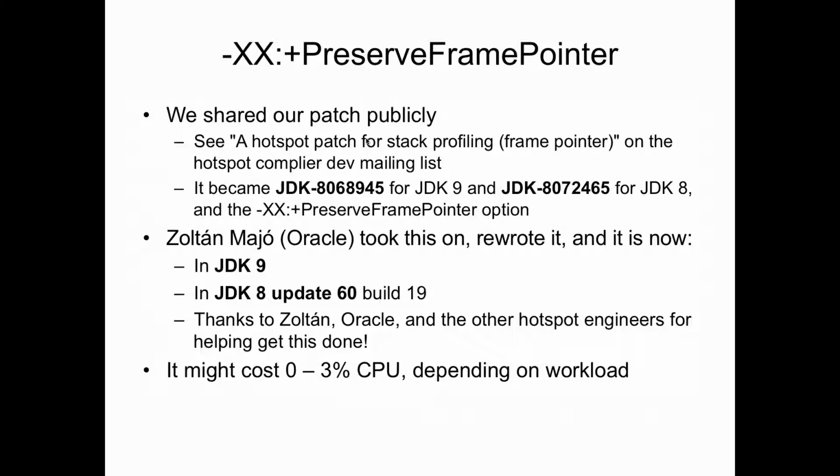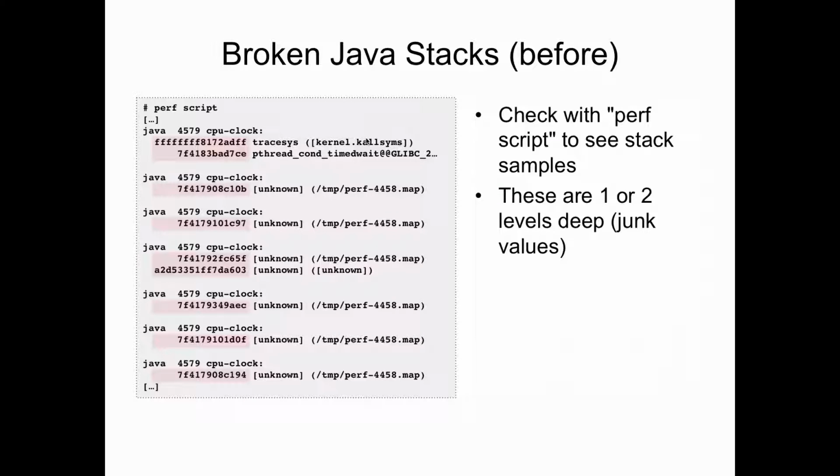And as I mentioned earlier, giving up the frame pointer register does cost a little bit of CPU, which is why it was turned off in the first place. It's not as bad as it used to be. I benchmarked it, often it's less than 1%. But you can test that if you want to be sure.